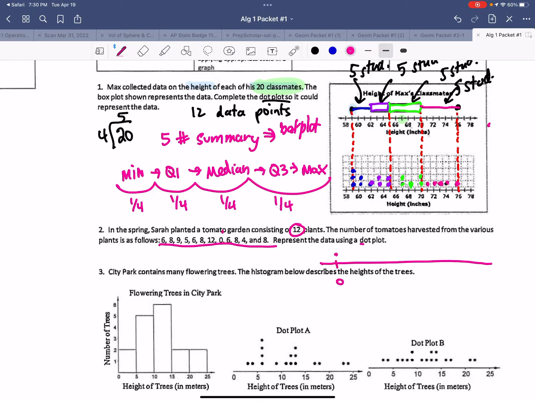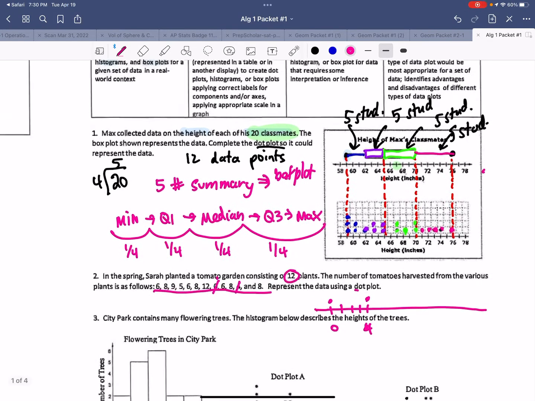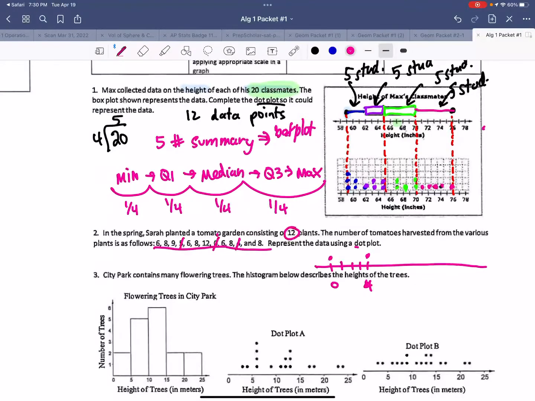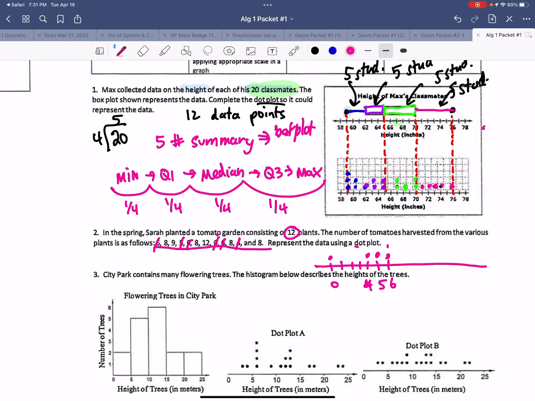So I have 0. We'll make a dot. Then it looks like I have a 4. I'll make a dot. Got a 5. 1, 2, 3 6s.